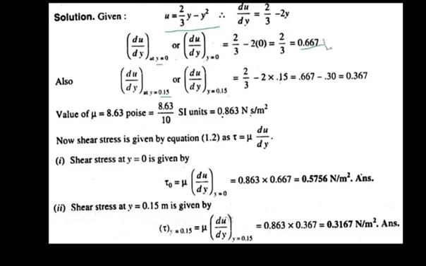So du by dy at y = 0 is 0.667. Similarly, du by dy at y = 0.15, what is it? Wherever the y value is, what should we put? We should put 0.15. When we put it, what answer do we get? 0.367. So du by dy at 0 is 0.667, at 0.15 is 0.367.